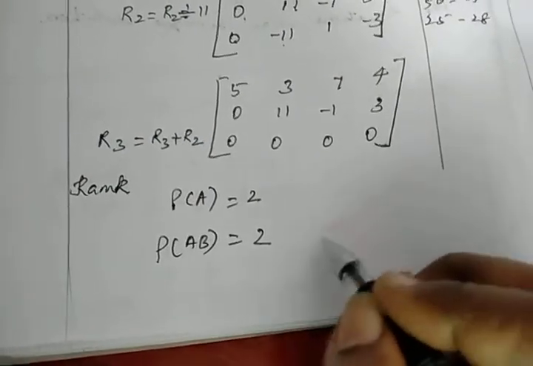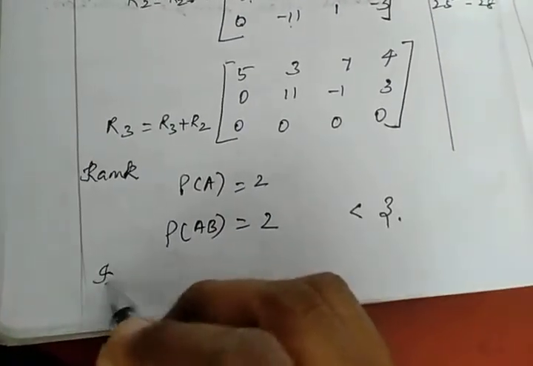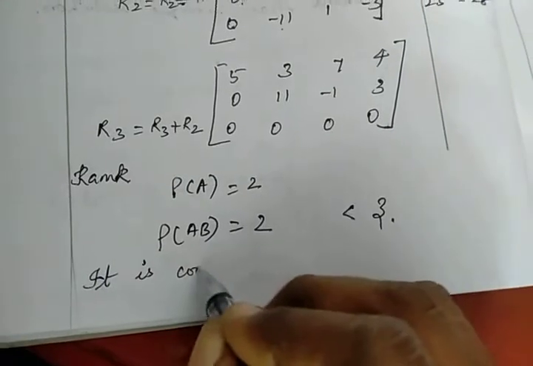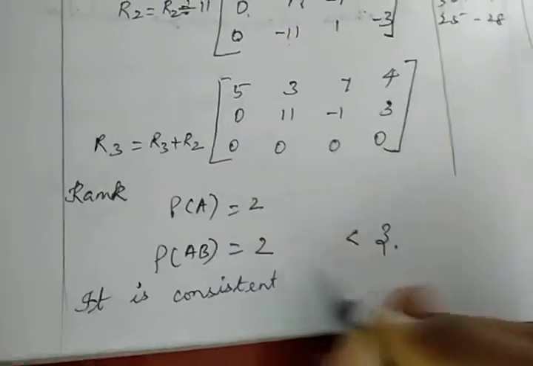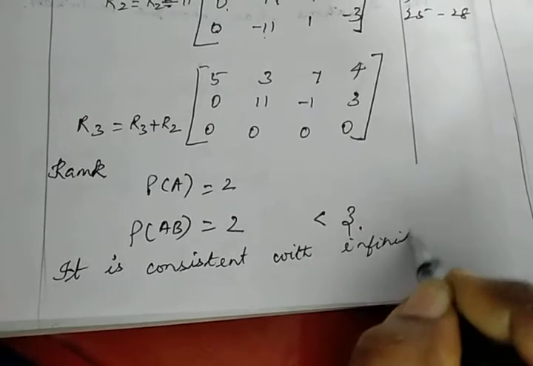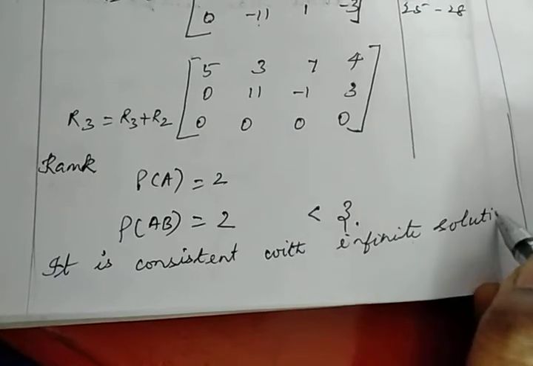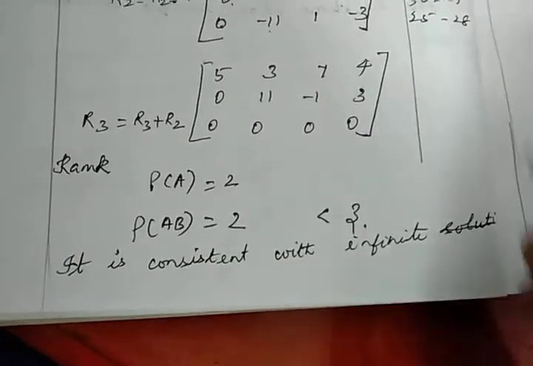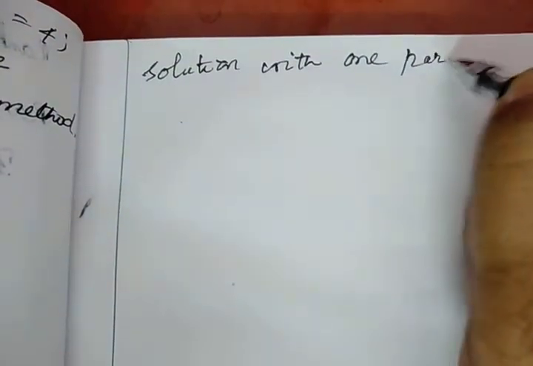Now both these are less than 3. So what you will write is, it is consistent with infinite solution, that is what the question asked. When you find the value for x, y and z, you will get infinite solution. Infinite solution with one parameter. I'll explain what is one parameter at the end of the sum.